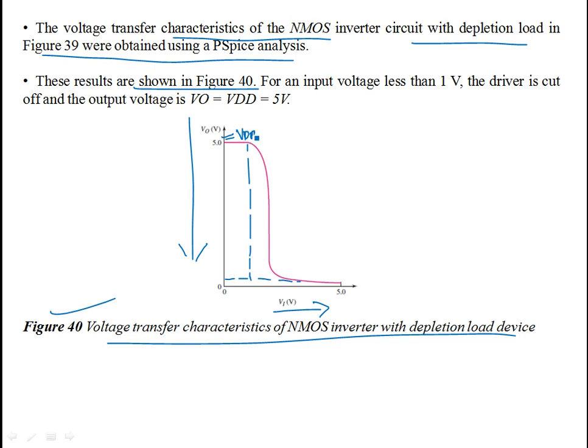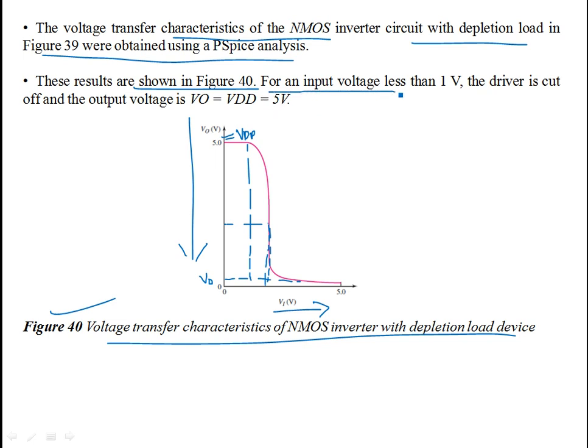Okay, so for no current, and even for a very small input voltage, you have a large output voltage. For large input voltage, you have a small output voltage. This is again V naught. So this is the transfer characteristics for the inverter circuit.